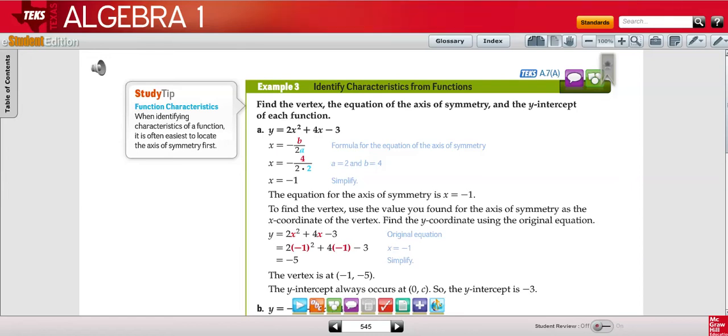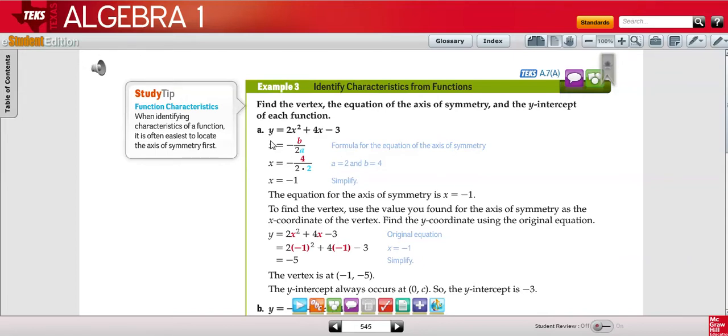Example 3 says identifying characteristics from functions. You are going to copy down this entire example. So if you want to pause the video now to go ahead and copy it down, do so, so you can actually listen to me explaining the example. It says find the vertex, the equation of the axis of symmetry, and the y-intercept of each function.